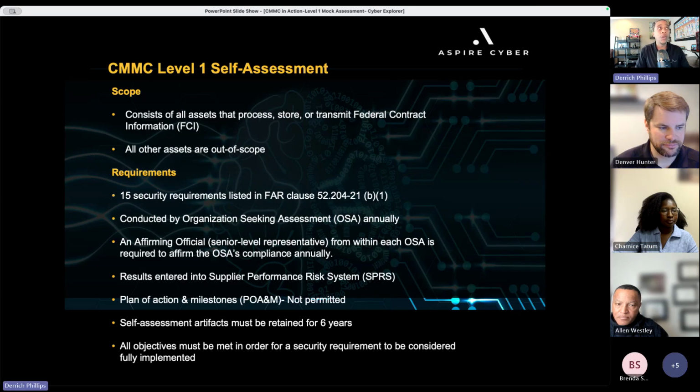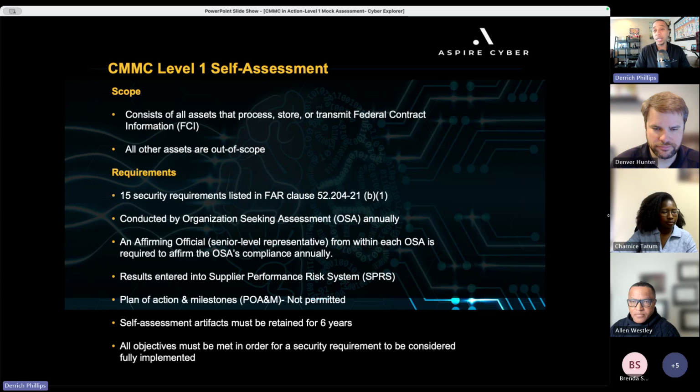Just a high-level overview of the CMMC Level 1 self-assessment. It is for federal contract information. That's what's in scope. So any systems that process, store, or transmit federal contract information are in scope for defense contractors' annual self-assessment for Level 1. All other assets are out of scope. There are 15 requirements for Level 1. All 15 requirements have to be met. There are no POAMs for a Level 1.